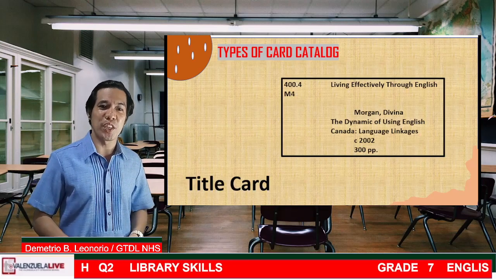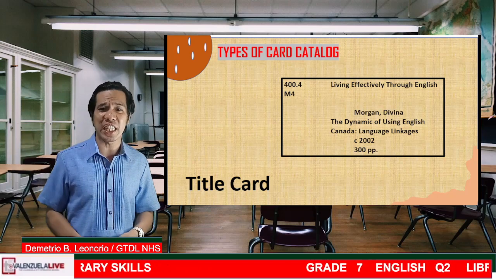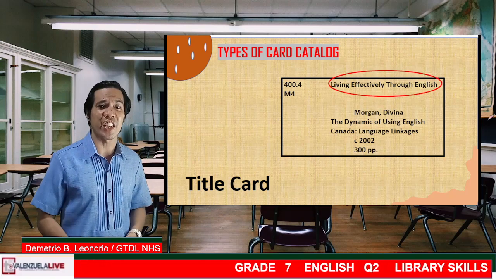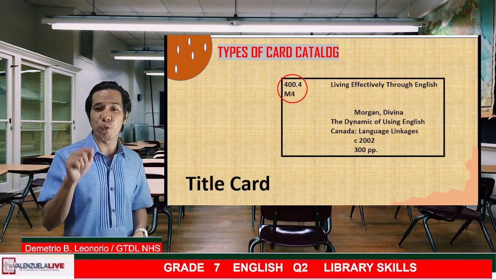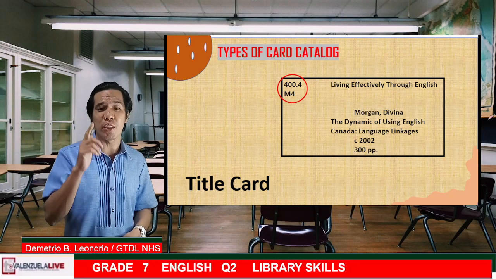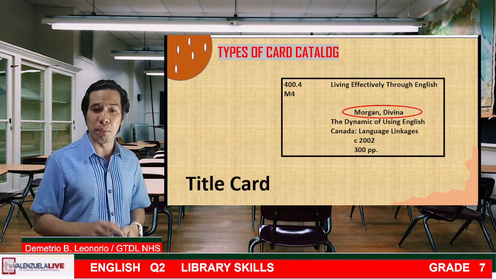The first type is the title card. So the title of the book is written on top of the card, just like what you can see in our example. Living Effectively Through English, that's the title of the book. The call number 400.4 M4 is written on the upper left side of the card. Davina Morgan is the author of the book.